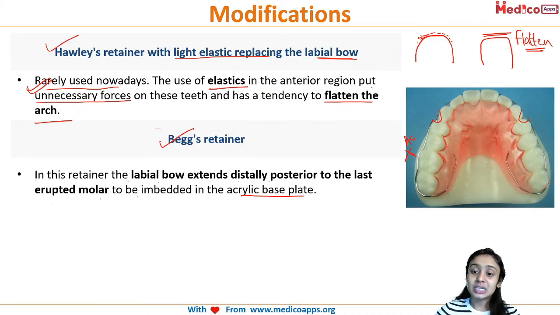The advantage is it can close spaces anywhere, both anterior as well as posterior, and it doesn't have any kind of occlusal wires, so it is comfortable for the patient. Okay, so this is Begg's wraparound. This is something which we most commonly use right now.